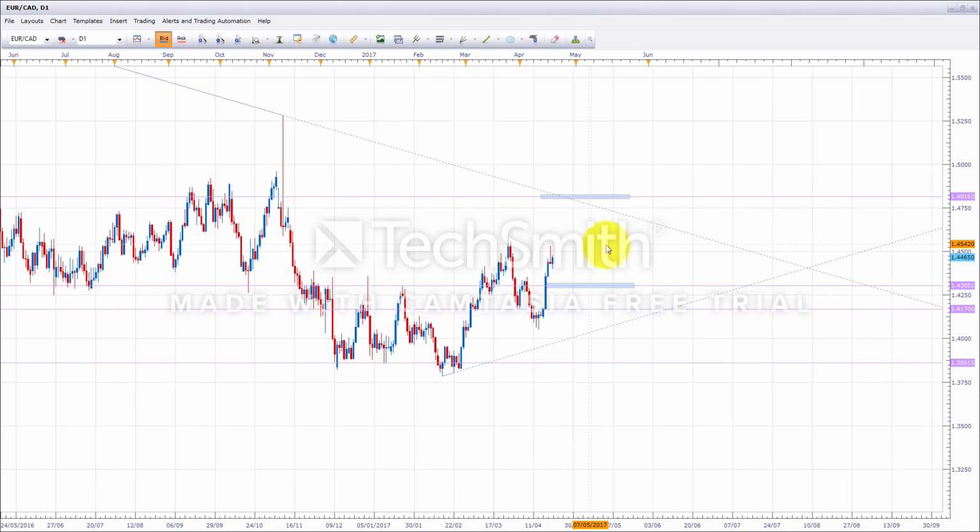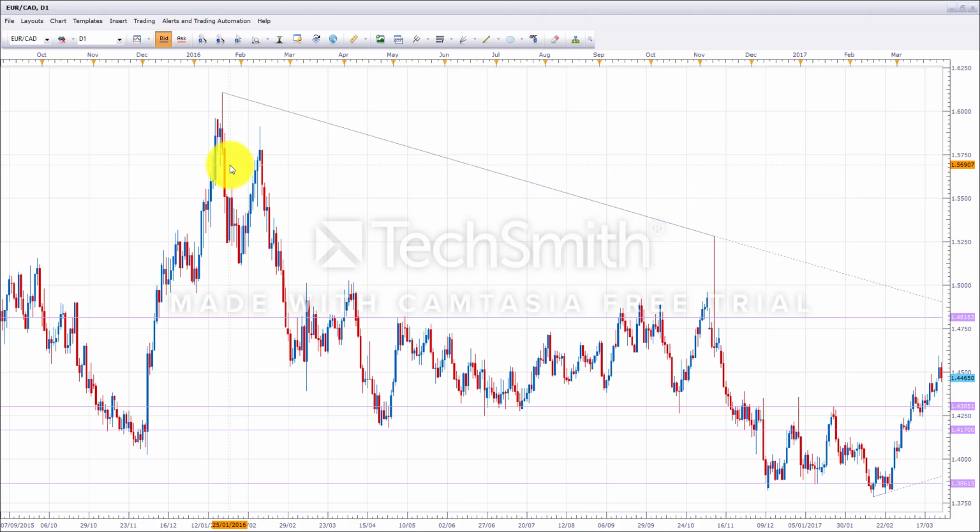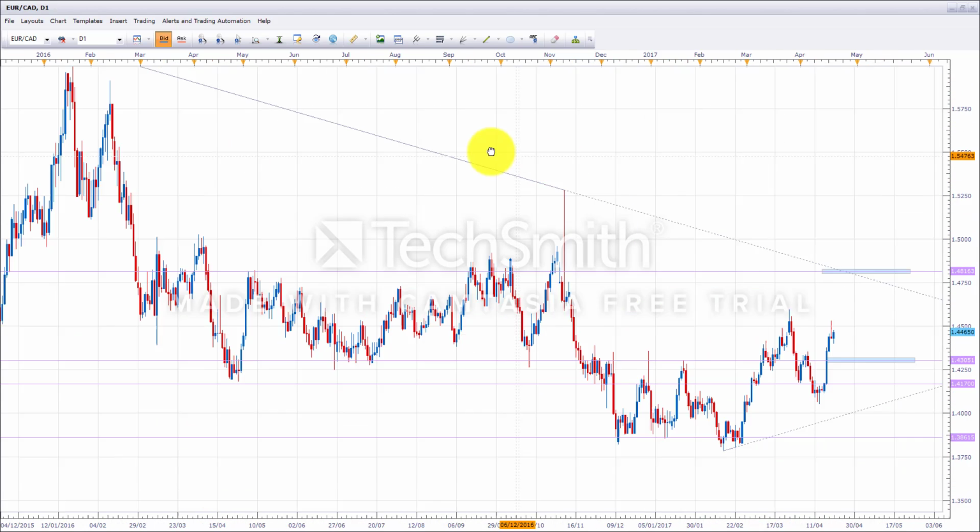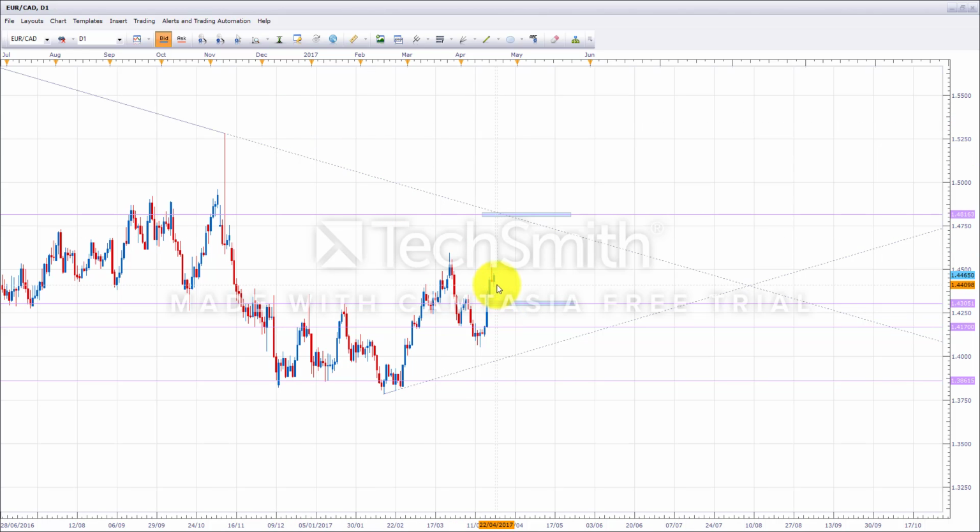I am looking to take the EurCad potentially up to the 1.4816 area, which is a confluence of horizontal resistance area plus the downward sloping trend line, which goes all the way back to the 12th of the 1st, 2016. So this is the potential move that I'm looking at in the EurCad.